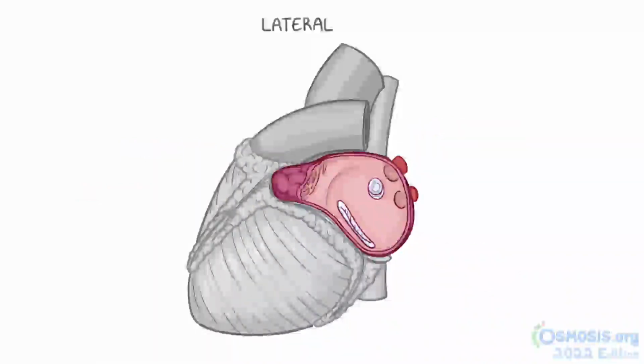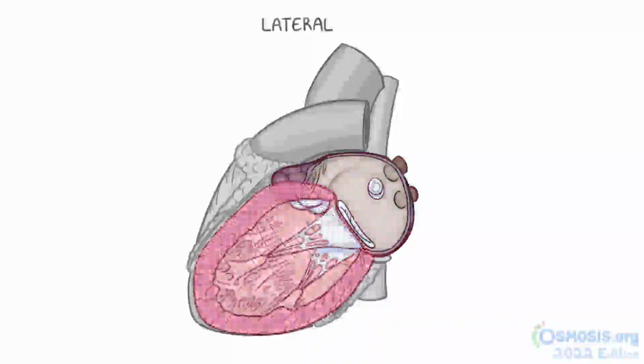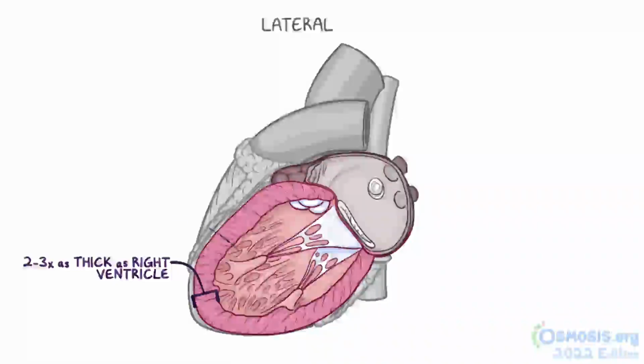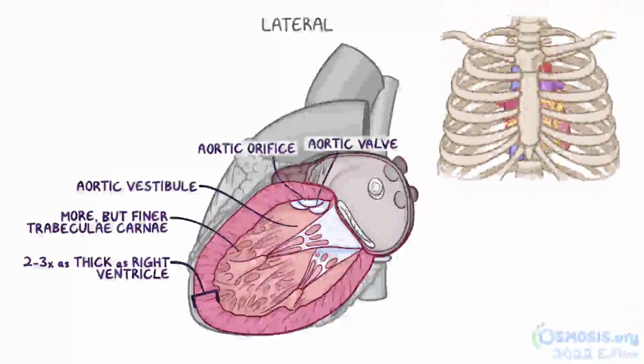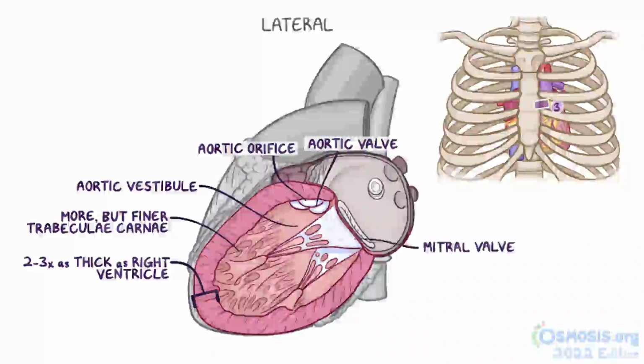Finally, let's look at the left ventricle, which forms the apex of the heart. Since the pressure inside the left ventricle is higher, its walls are 2 to 3 times as thick as those of the right ventricle. The left ventricular walls have more, but finer, trabeculae carneae than the right ventricle. It also has a smooth-walled, non-muscular part, which is called the aortic vestibule, which leads to the aortic orifice and aortic valve. The aortic valve is located posterior to the left of the sternum at the level of the third intercostal space. The mitral orifice is surrounded by the mitral valve, which is located posterior to the sternum at the level of the fourth costal cartilage.